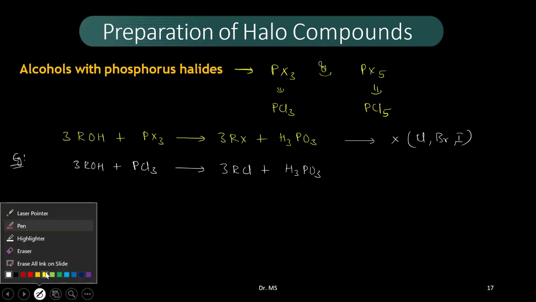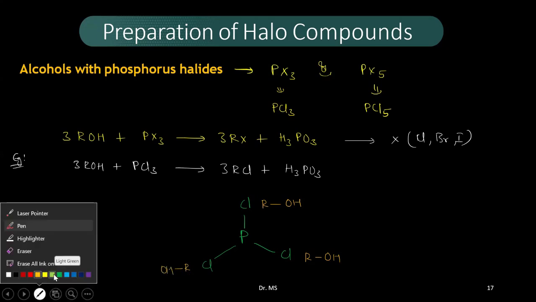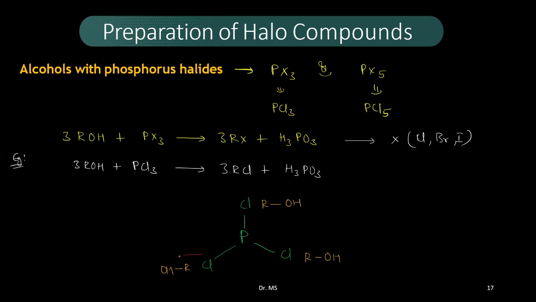So if you see the mechanism, how it happens. There is a phosphorus. The phosphorus has 3 chlorines, 1, 2, and 3. Each chlorine will be attacked by one alcohol group. That means it will come close to ROH. Here it will be attacked with ROH, the alcohol group. Here it will be attacked with ROH. So that results in making a bond between the R and Cl.